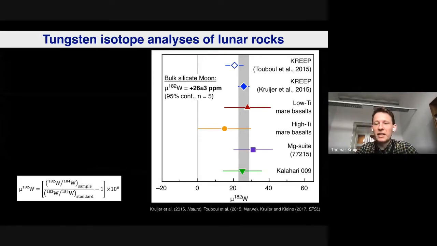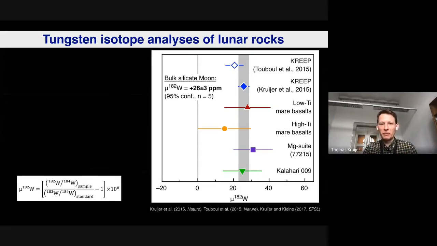And what you see is that different lunar source lithologies, including high titanium and low titanium mare basalts, magnesian suite rocks, KREEP-rich samples, they all have a significant tungsten isotope anomaly relative to the present-day bulk silicate Earth. So different source rocks on the moon, and this result has also been reproduced in 2 different labs and using different mass spectrometry techniques. So this is quite robust.